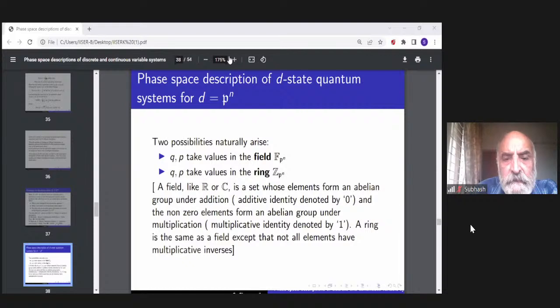Can we discuss qubit systems in the quantum phase space formalism? Yes, and as an example, I will discuss a qubit or a two-state quantum system at the end.